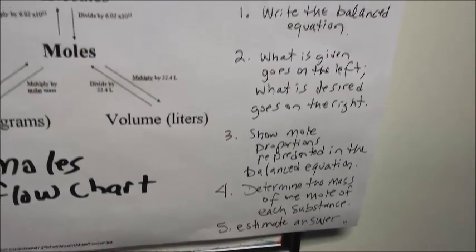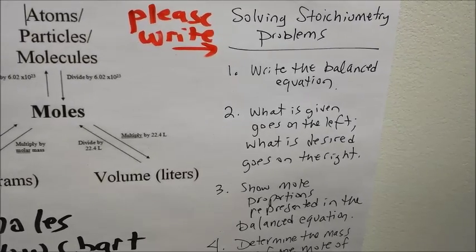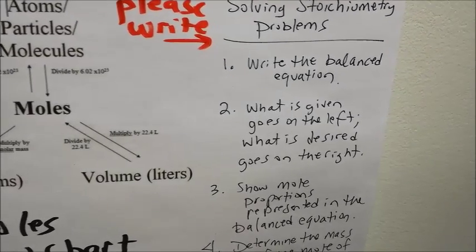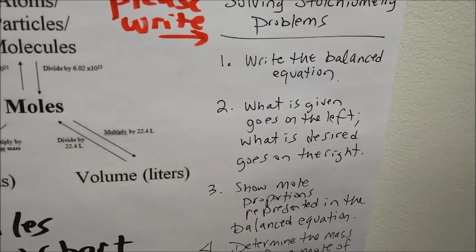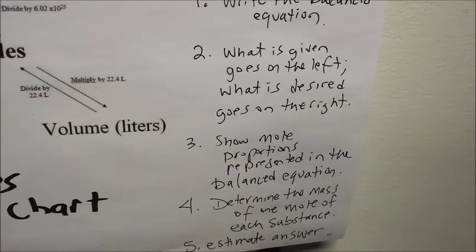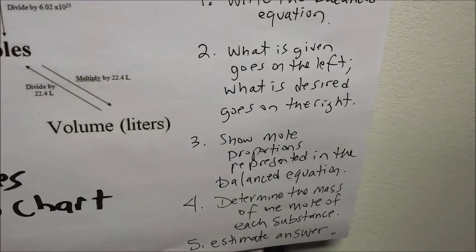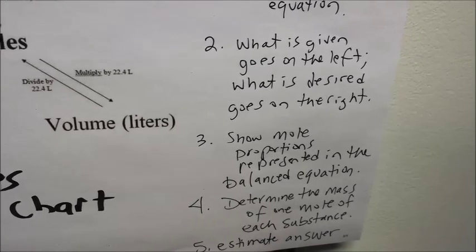So there are 5 steps. Number 1, write the balanced equation. Number 2, what is given goes on the left. What is desired goes on the right. Number 3, the mole proportions are represented in the balanced equation. Usually this is the very center part of the bridge, especially if we're going from grams to grams.